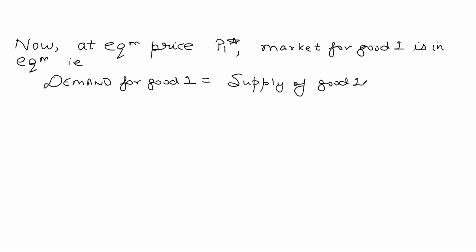Now, very important thing to understand: if at the equilibrium price P1 star, there is excess demand for good one by agent A, then for the market to be in equilibrium at the same price P1 star, who should supply good one to agent A? If agent A is the net demander of good one, then who should be the one to supply it? Agent B.